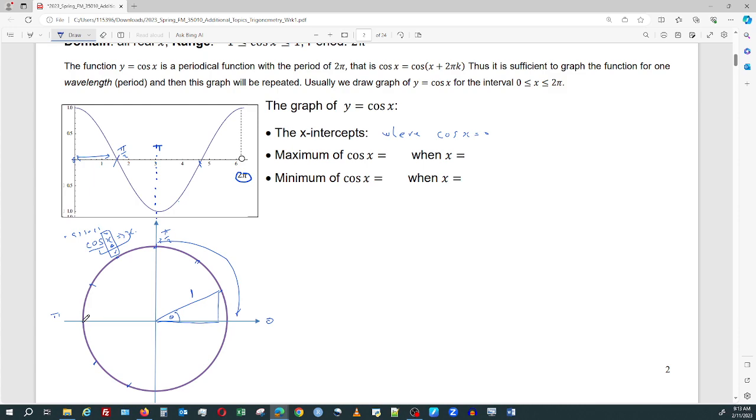What's cos pi? In other words, what's the x value at pi? It's minus 1. And there it is. Minus 1. Okay. What's the value at pi on 2?